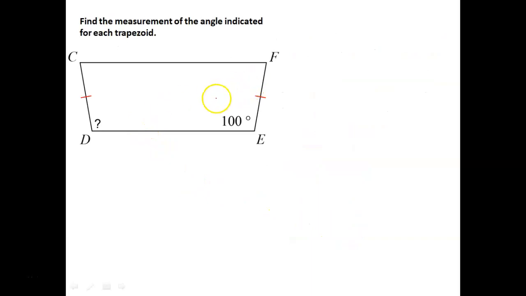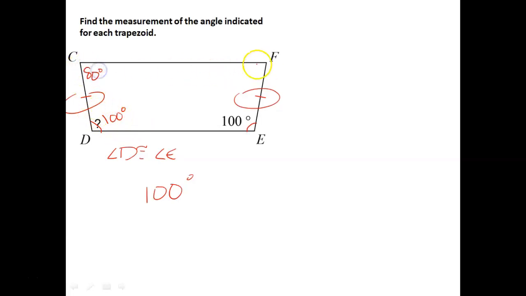All right, find the measurement of the angle indicated for this trapezoid. If you look, you see these 2 marks. That means these are congruent segments. So this is an isosceles trapezoid. And in an isosceles trapezoid, the base angles are congruent. So angle D is congruent to angle E. So that means their measures are the same. So angle D is 100 degrees. Too easy. And if I had to fill in this entire trapezoid, this would be 100, this would be 80, and this would be 80. Okay?